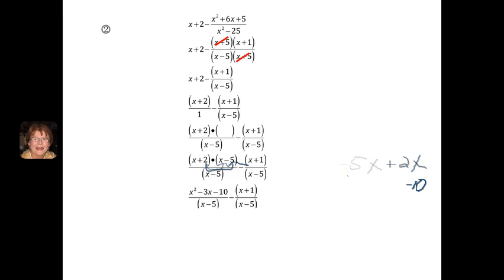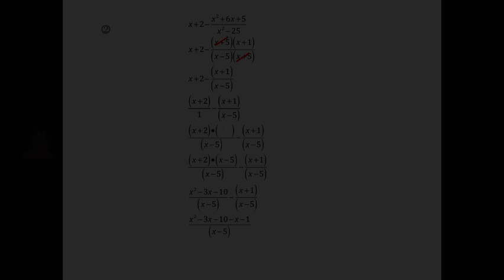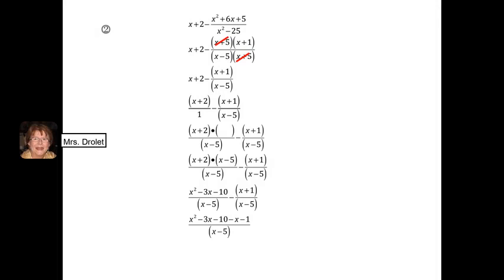So the next step is to collect your like terms. You should get x squared minus 3x minus 10 for your numerator after you've FOILed. Did you get that? And as I said before, you focus on the numerator. Now that your denominators are exactly the same, you can keep that lowest common denominator and focus on the numerator. But remember, you've got to be careful here. You're subtracting x and you're subtracting positive 1, which gives you minus x minus 1.